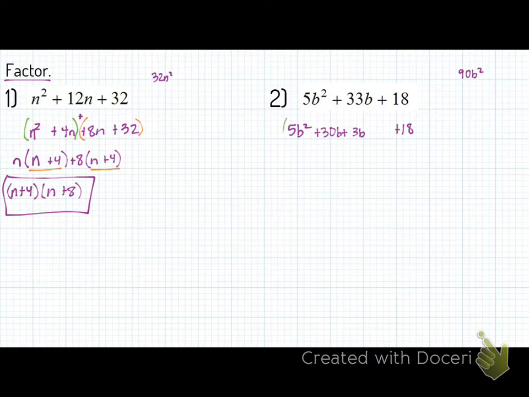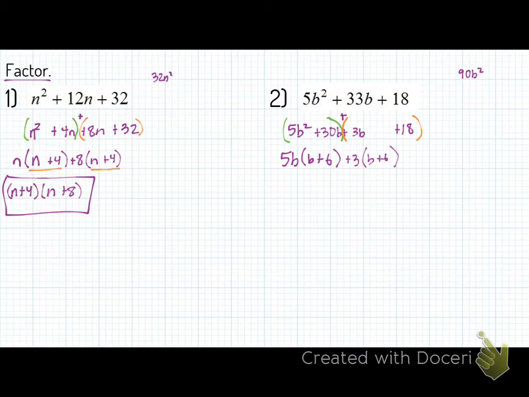Now I'm going to use my parentheses here. What can I factor out of 5b squared plus 30b? 5b. Open parentheses. 5b squared divided by 5b is b. 30b divided by 5b is positive 6. Then I'm going to put parentheses around the second term and add a plus sign in the middle. What's the GCF of 3b and 18? 3, positive 3, right? So I'm going to bring out positive 3. Open parentheses. 3b divided by 3 is b. 18 divided by 3 is positive 6, okay?